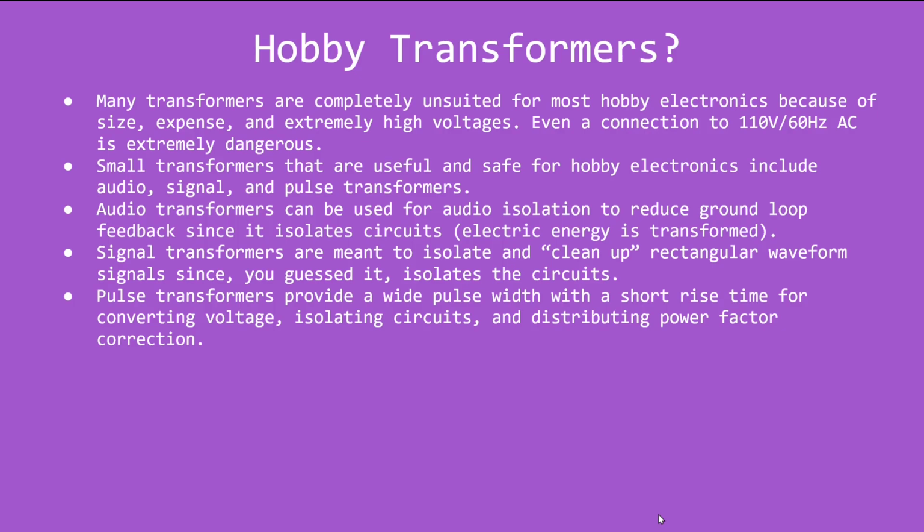The most common ones I find are usually audio transformers, and they're used for audio isolation to reduce ground loop feedback, since again, using a transformer isolates the circuit because electrical energy is transformed. Same thing with signal transformers. I've generally seen them used to isolate and clean up rectangular waveform signals because, again, it isolates the circuit. There's pulse transformers. They usually provide a wide pulse width, short rise time for converting voltage, isolating circuits, and so on.